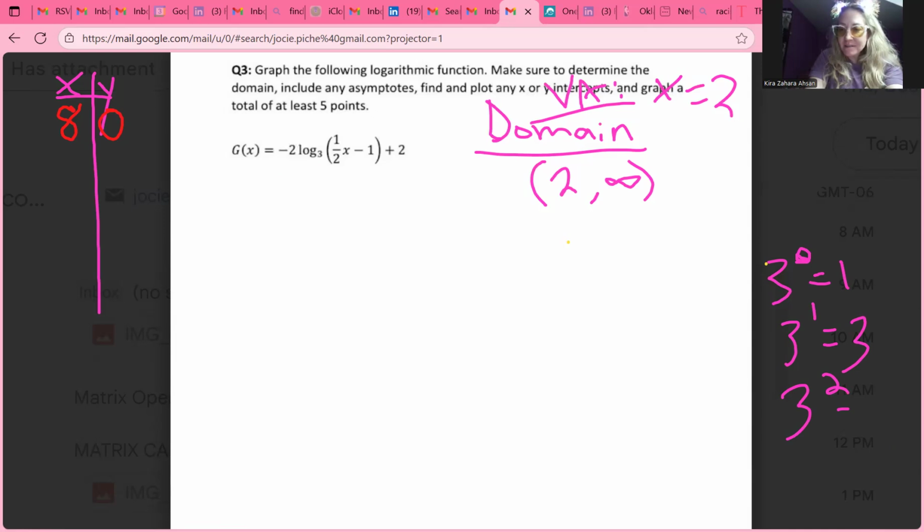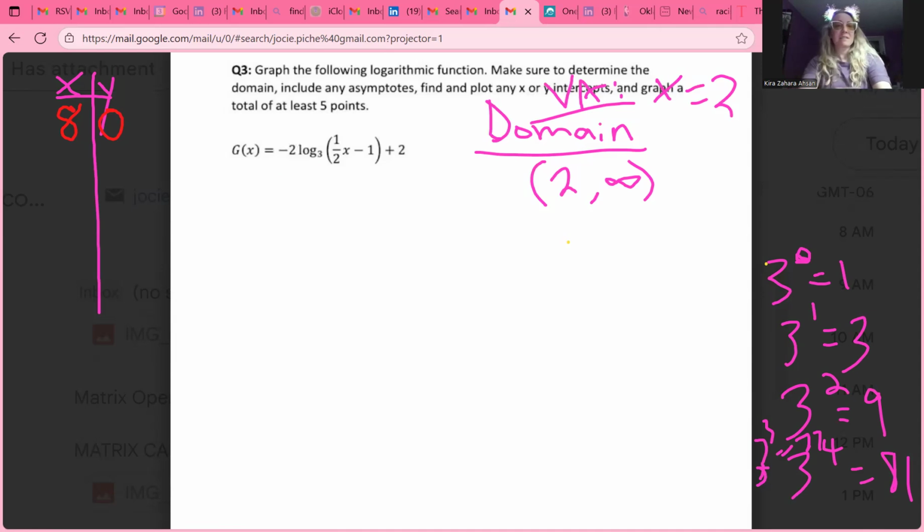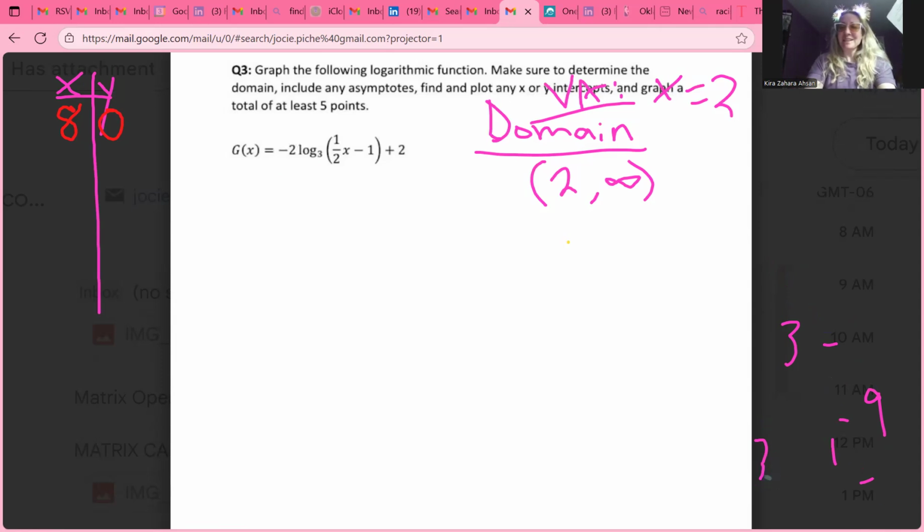3 squared equals 9. 3 to the 4th equals 81. And then I forgot 3 to the 3rd equals 27. So anyway, I wrote that a little sloppy. Let me write that one more time. You guys can always fast forward through the video if you want, because I want to make that clear.